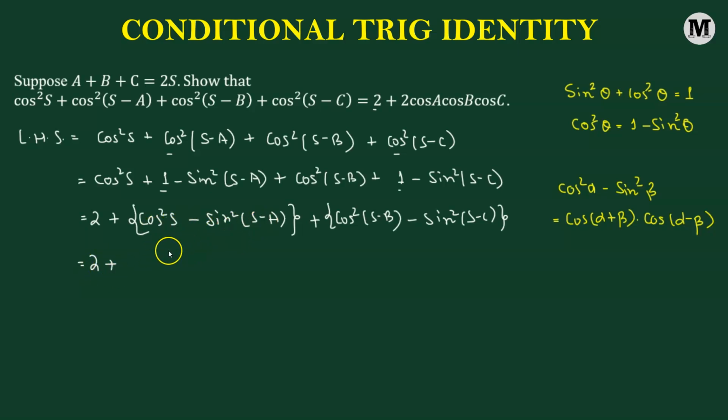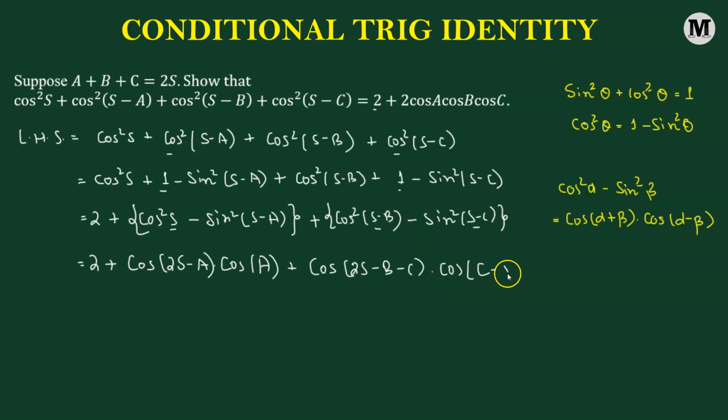Which means that for our case we are going to get 2 plus the cosine squared s minus sine squared (s minus a). That's going to give us cosine of s added to s minus a, so that's 2s minus a, multiplied by cosine of s minus (s minus a), that's simply going to give us positive a, added to, now combining these two, this is going to give us cosine of, we first add these two angles to get 2s minus b minus c, multiplied by cosine of, now we take the difference of them, that's going to give us c minus b.